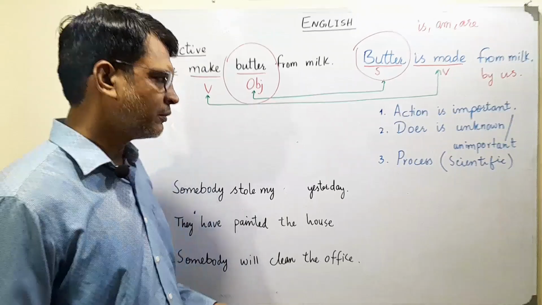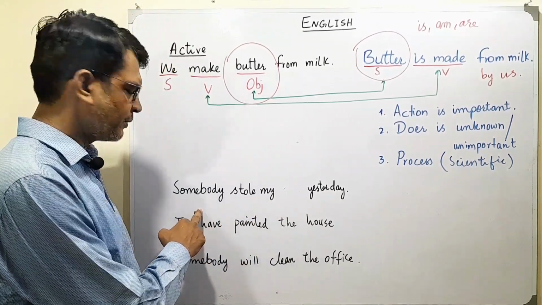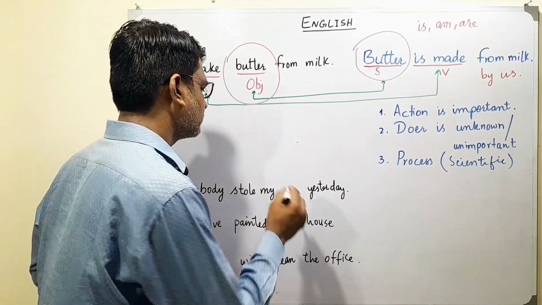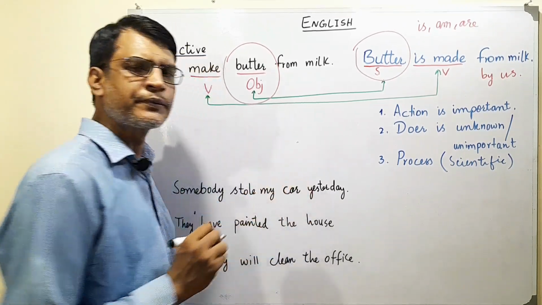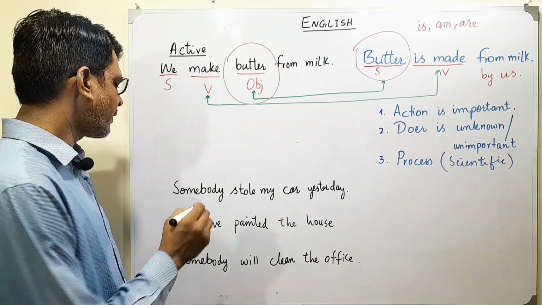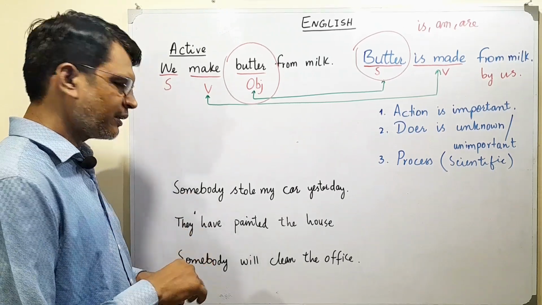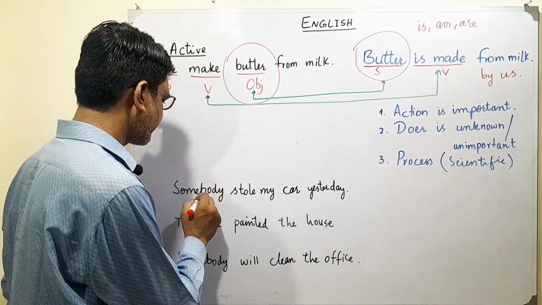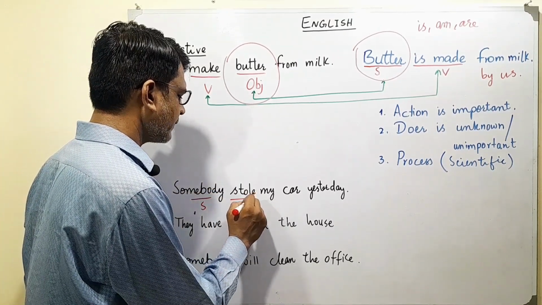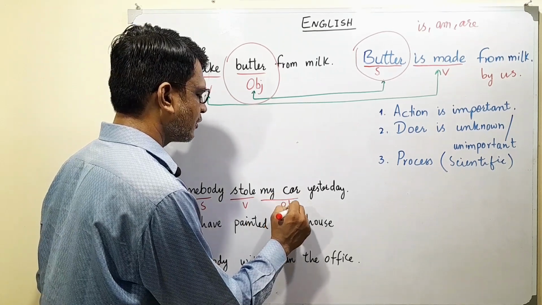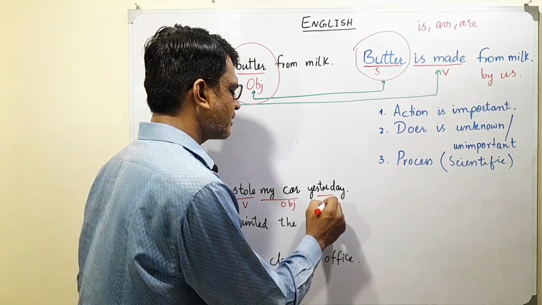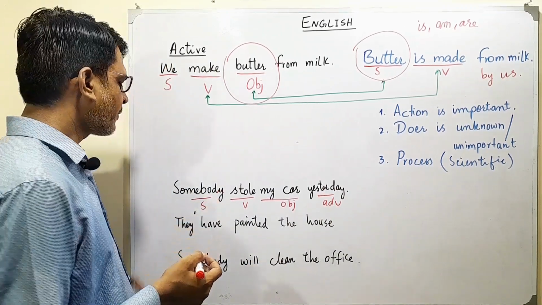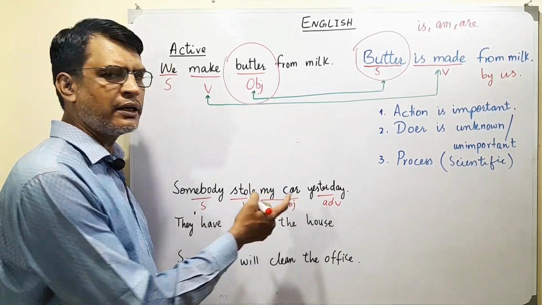For example, I have an example here. Somebody stole my car yesterday. Now, this is a sentence again in past indefinite active. This is the subject, that is the verb, that is an object. And yesterday is an adverb. So we'll use it as it is.